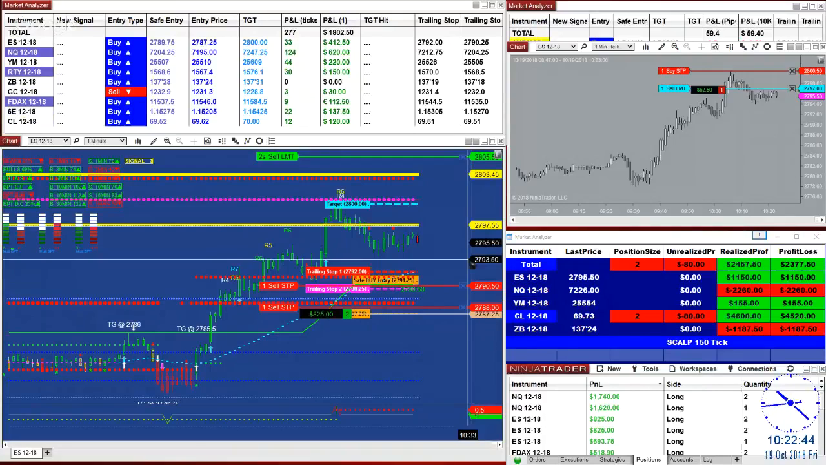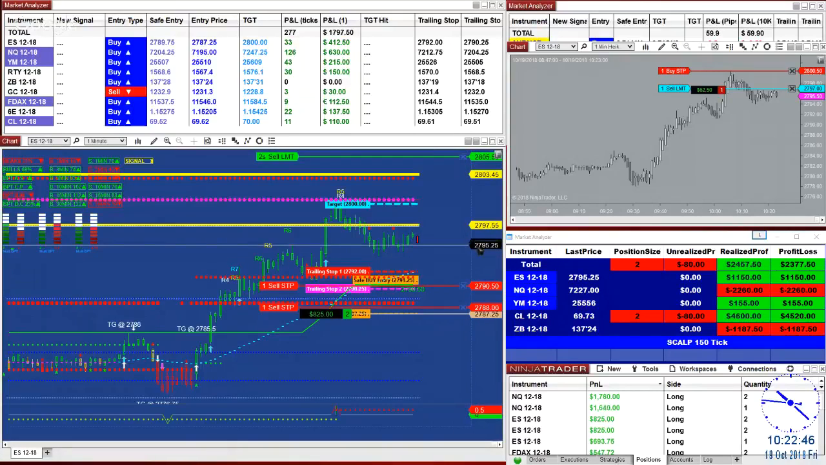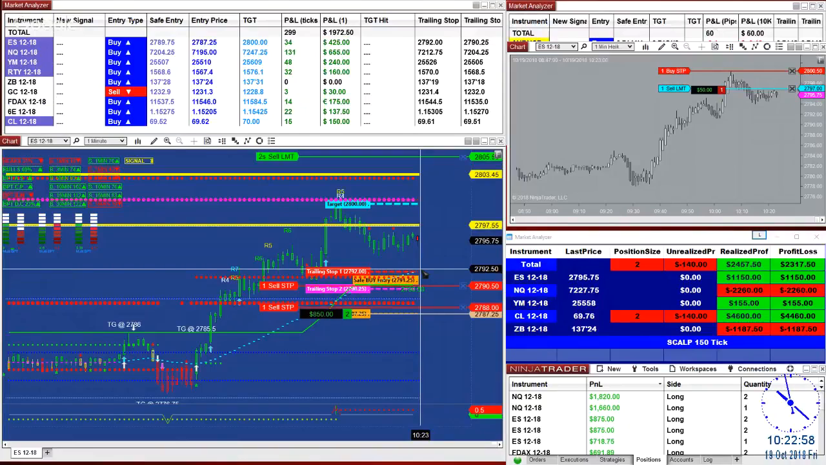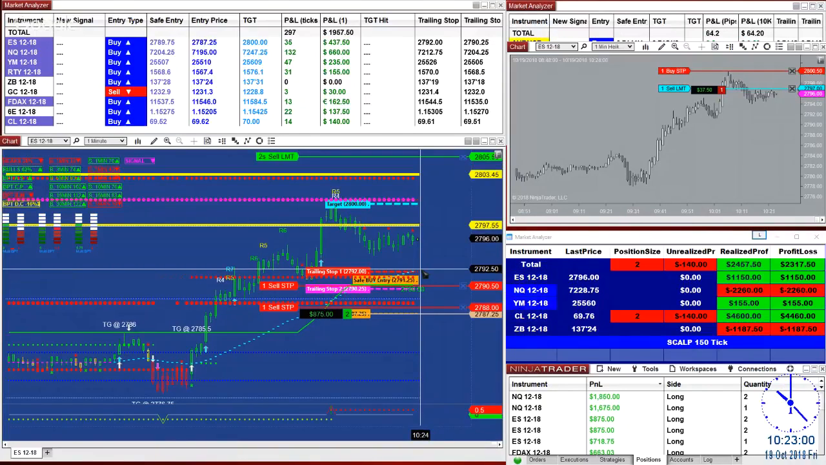The ES, I don't think it's going to be a very hard short. It's a pullback, folks. It's a pullback. And if you are on that short trade from the right corner, you need to close at 2792.50, folks. 2792.50. This is where you need to close.